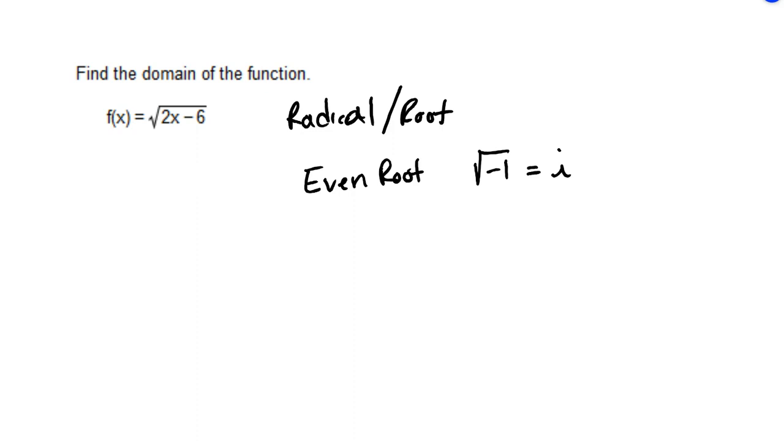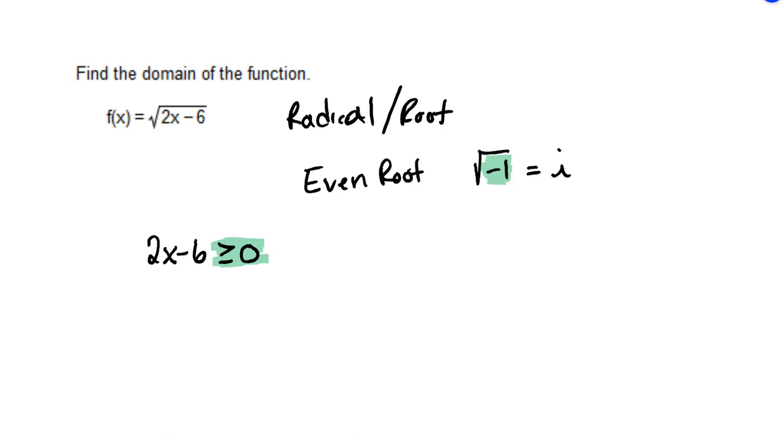To figure out what those restrictions are, we want what's underneath the radical to be greater than or equal to 0. So I'm saying that the restrictions are that we don't want negative values. So I chose greater than or equal to 0 because greater than 0 is positive and equal to 0 is 0, which is non-negative. So greater than 0 and equal to 0 are non-negative.